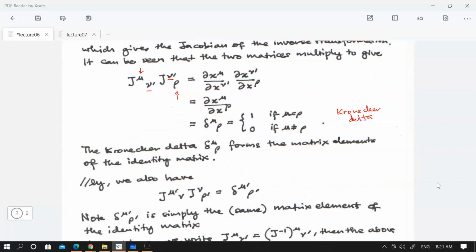So if I want to write this as a matrix, I would write it in this way. Remember this, the inverse case: J inverse times J equals the identity. The other part would be the opposite way. So this one would be J times J inverse equals the identity.